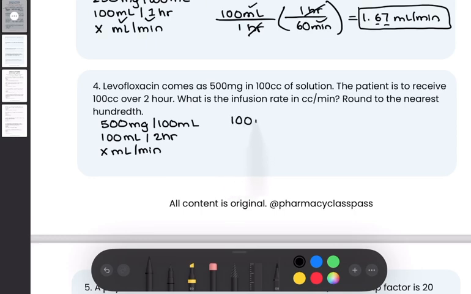So again, you're going to start with your milliliters, infused over 2 hours, your conversion to minutes so that your answer will be in milliliters per minute. Milliliters match, minutes match, and make sure your final answer is rounded to the nearest hundredth. Again, that's 2 decimal points.